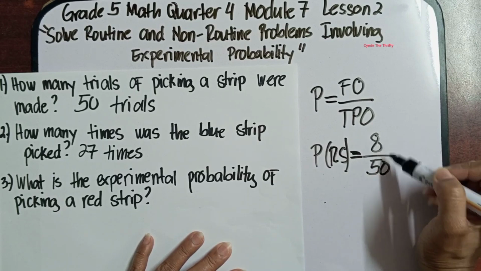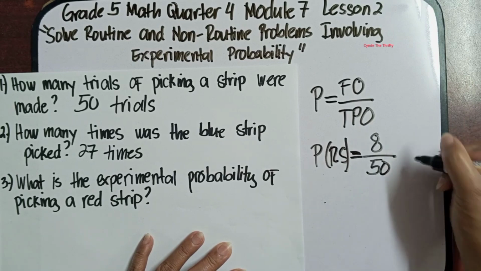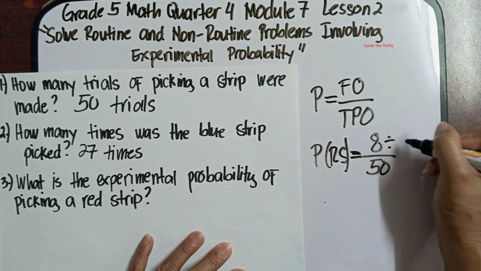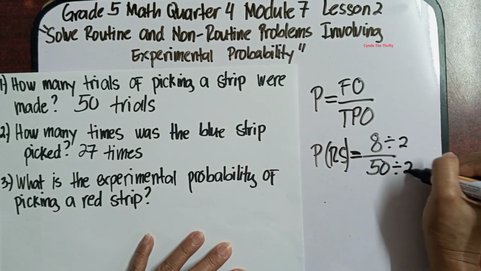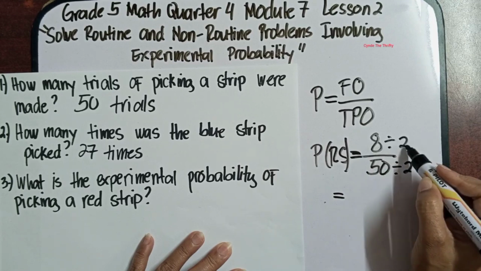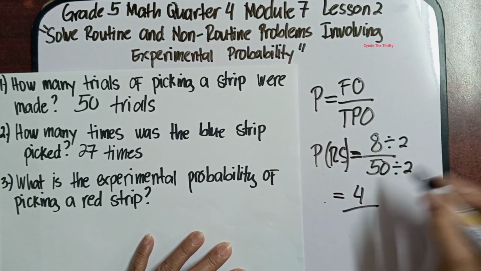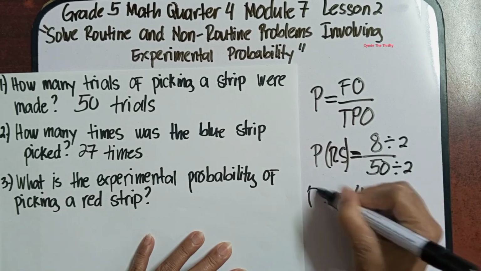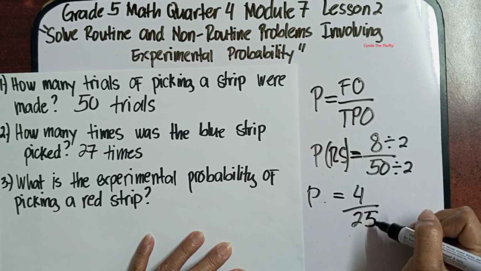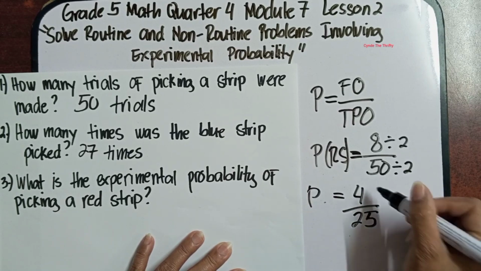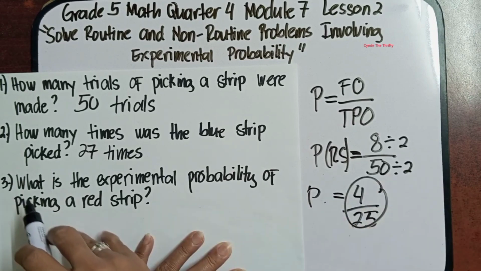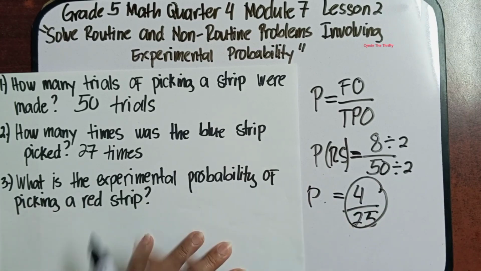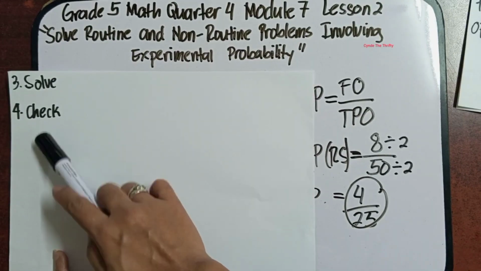Pero, ang sagot natin, kailangan natin siyang i-reduce into lowest term. So, si 8 at si 50, pwede natin siyang ma-divide sa 2. So, i-divide natin sila pareho sa 2. Equals, 8 divided by 2 is equal to 4 over 50 divided by 2 is equal to 25. So, ang probability natin is equal to 4 over 25. So, ito na yung sagot natin sa ating question number 3 na what is the experimental probability of picking a red strip. Ang step 4 natin is check and look back.